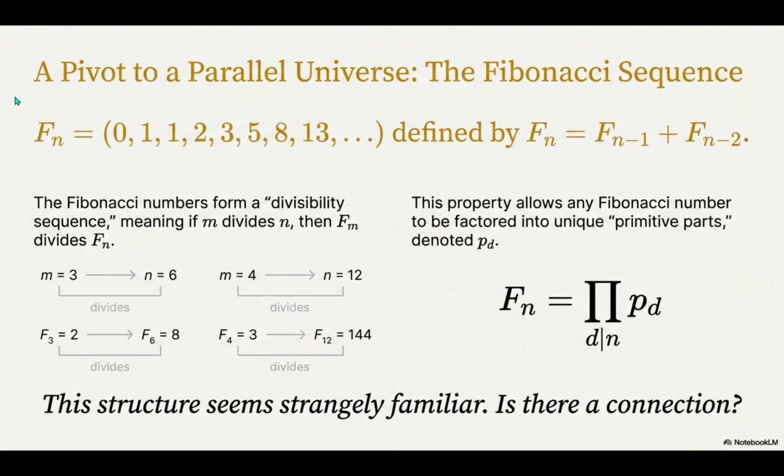See, the Fibonacci numbers, Fn, form what's known as a divisibility sequence, and that means they can be uniquely factored into what are called their primitive parts. That structure, that factorization rule, looks mathematically identical to the structure we just proved for Zn of x. The blueprint is the same, but how do you actually get from a polynomial to an integer sequence? With one single beautiful equation, the Rosetta Stone, as I call it.